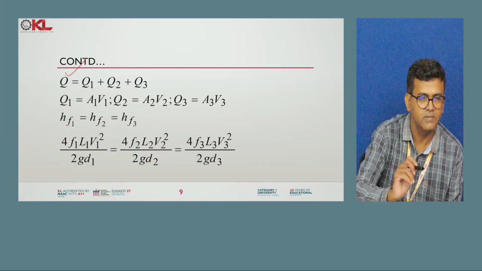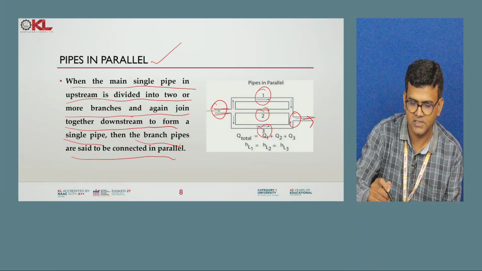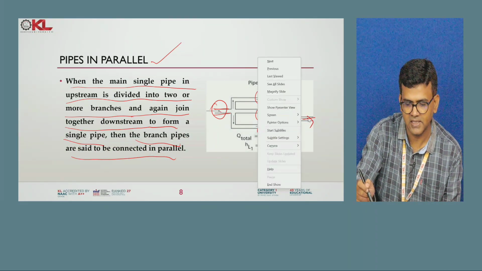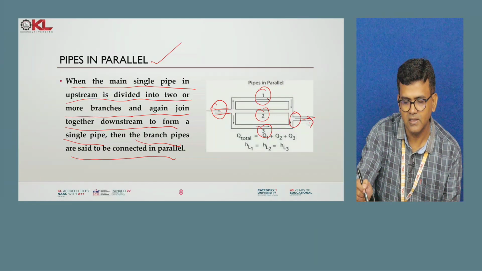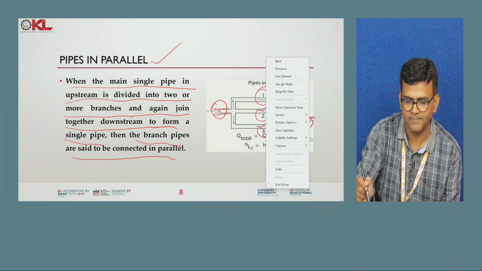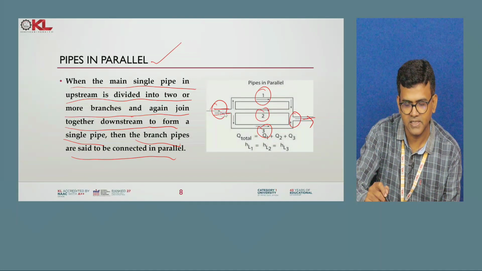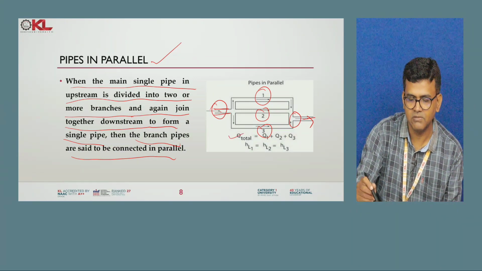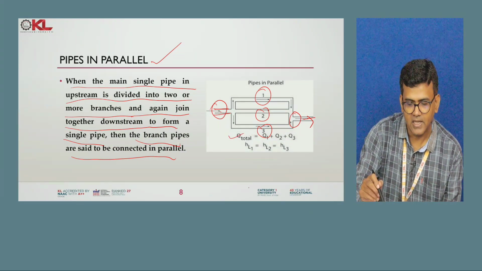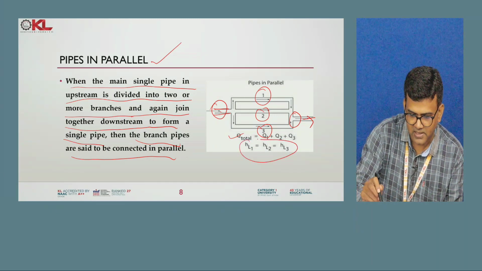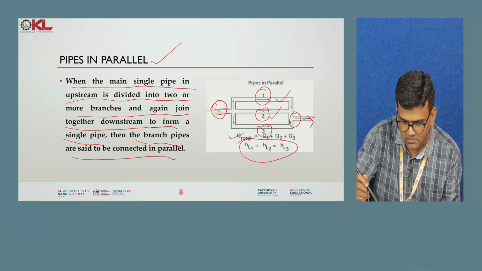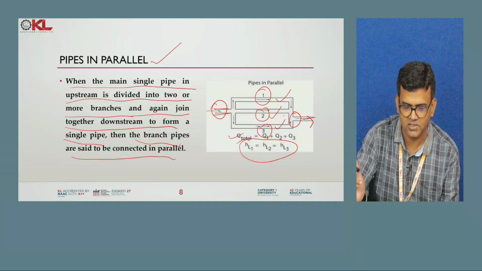Whatever discharge is coming in the main pipe is going to divide into pipes 1, 2 and 3, then again downstream the same discharge will be there. So this discharge can be written as the sum of the discharge in pipe 1, pipe 2 and pipe 3. Q total equals Q1 plus Q2 plus Q3. And the second, important one, is that the head loss in pipe 1 should be equal to the head loss in pipe 2, and that should be equal to the head loss in pipe 3.